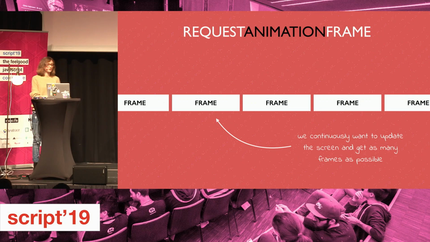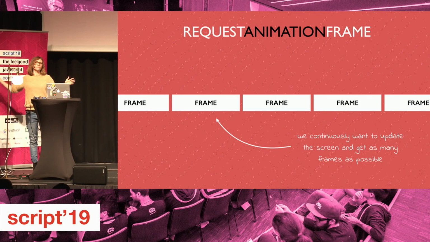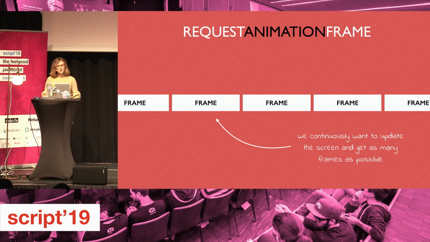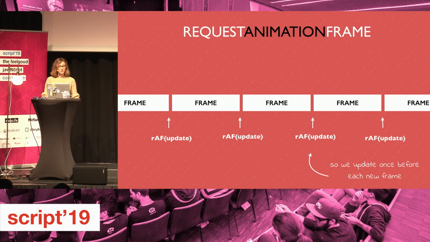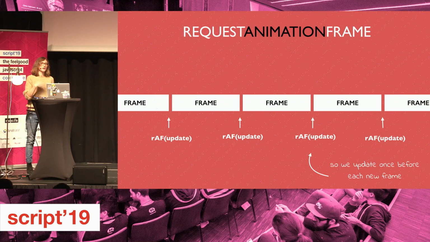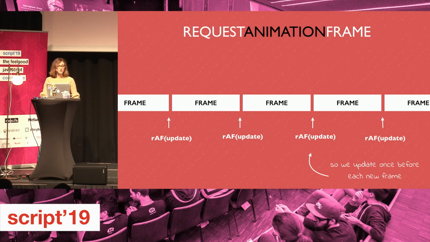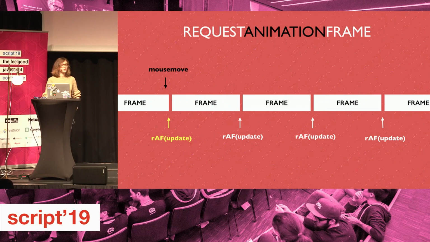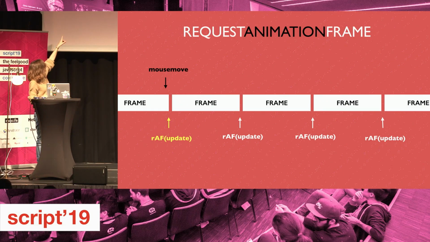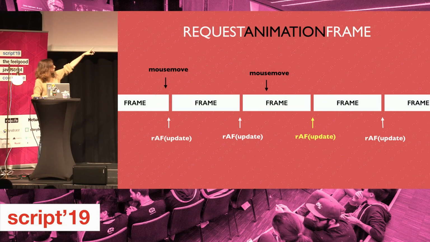So how requestAnimationFrame works is that we have a lot of different frames, and we continuously want to update whenever we have a new frame available. If we call an update function with the requestAnimationFrame function, it will update our changes before each new frame. What that means is if I have a mouse move event, then it would update here before this frame. If I would have a mouse move event here in the middle, it would update there.